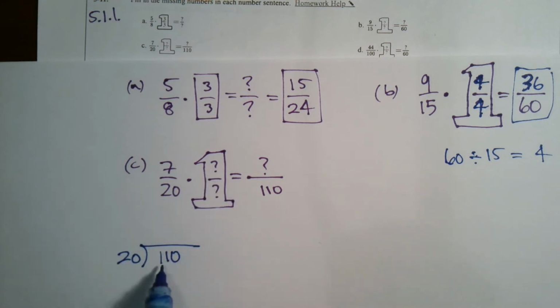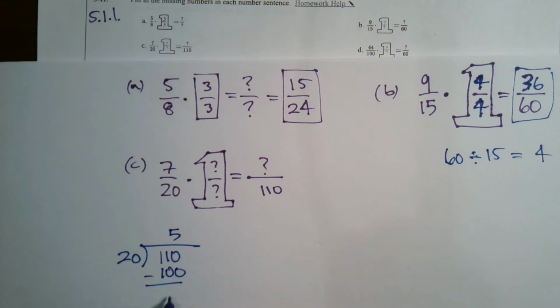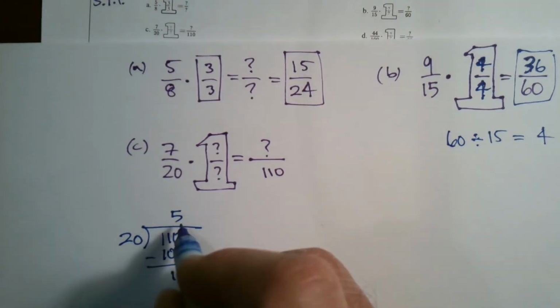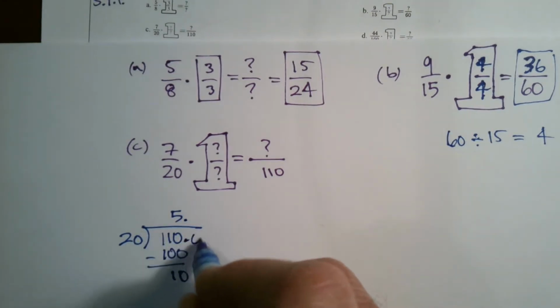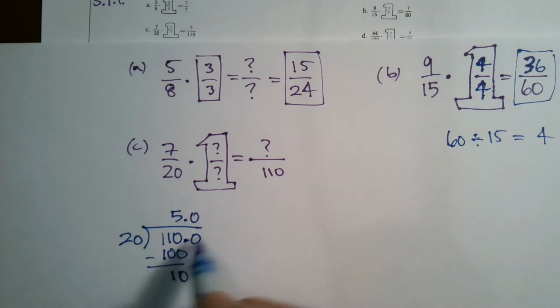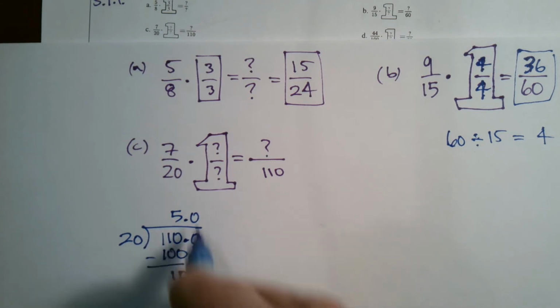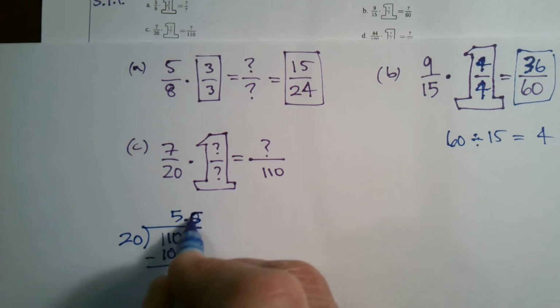So if I do my division, I can see that 20 goes into 110 5 times. Multiply, I get 100. Subtract, I get 10. So it's not an even amount, so I'm going to go ahead and make this into a decimal. I have to add a 0, right? When you're doing division, you can add zeros and add your decimal place. Now I bring down the 0 here. So 20 goes into 100 5 more times.